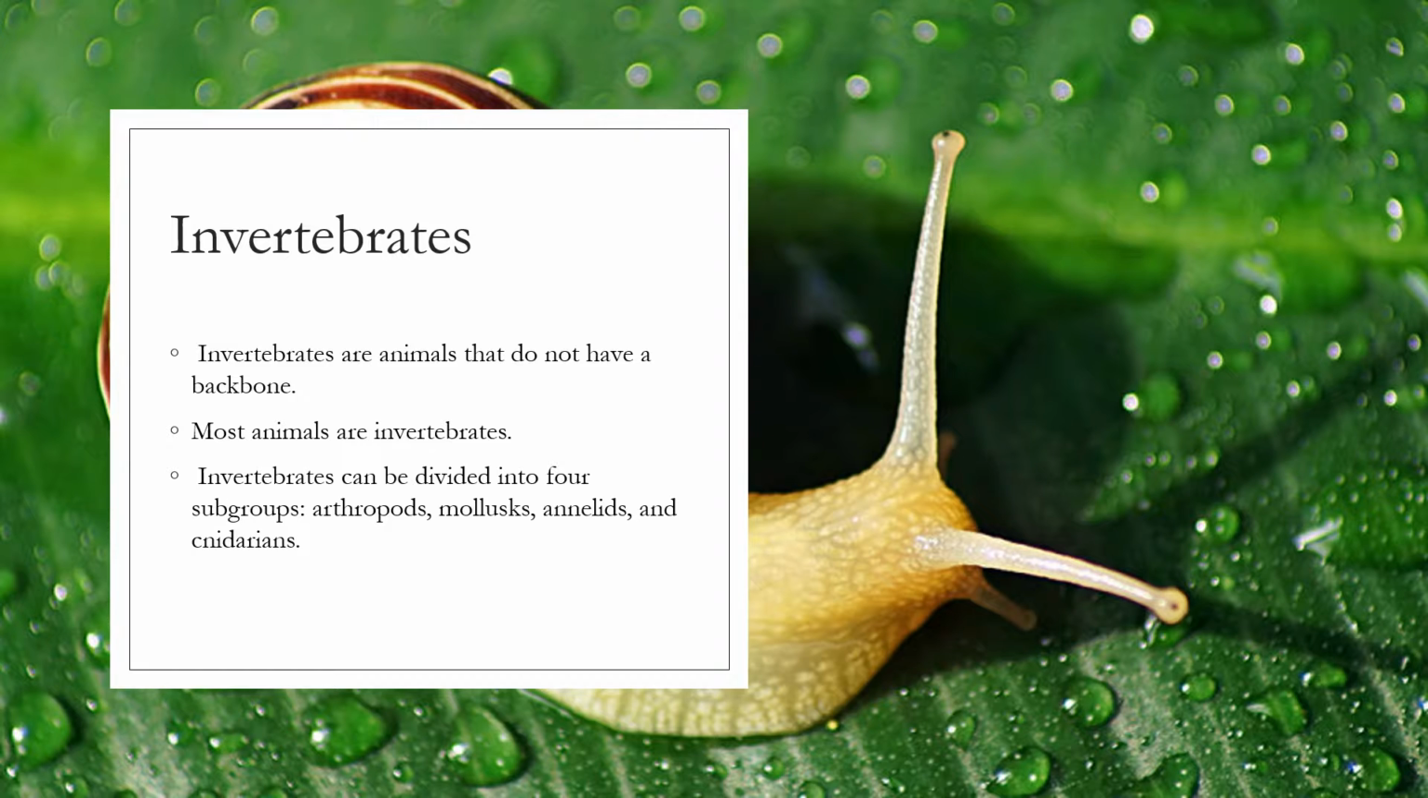Invertebrates. Invertebrates are animals that do not have a backbone. Most of the animals in the world are invertebrates. Invertebrates, like vertebrates, can be divided into smaller groups. These groups are known as arthropods, mollusks, annelids, and cnidarians.